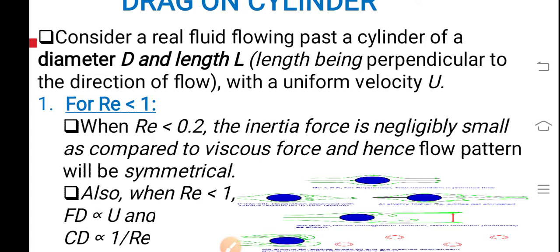Also, when Re is less than 1, Fd is directly proportional to u and Cd is inversely proportional to Reynolds number. Clear? Force due to drag is directly proportional to velocity of fluid, and coefficient of drag Cd is inversely proportional to the Reynolds number.